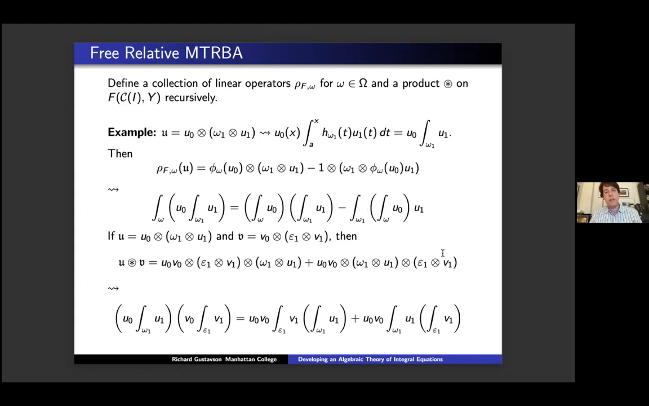So what we're trying to do here is see what happens when we integrate something and when we multiply two integrals together. And so here are just some examples. If U is this pure tensor, and we perform this rho f omega of U, we end up getting this. And I'm not telling you where that comes from. It's a result of the formal definition, but that corresponds to this operation on integrals, which you can check will work if you have U naught times the omega 1 integral of U1, and you perform the omega integral of that element, you get the following form.